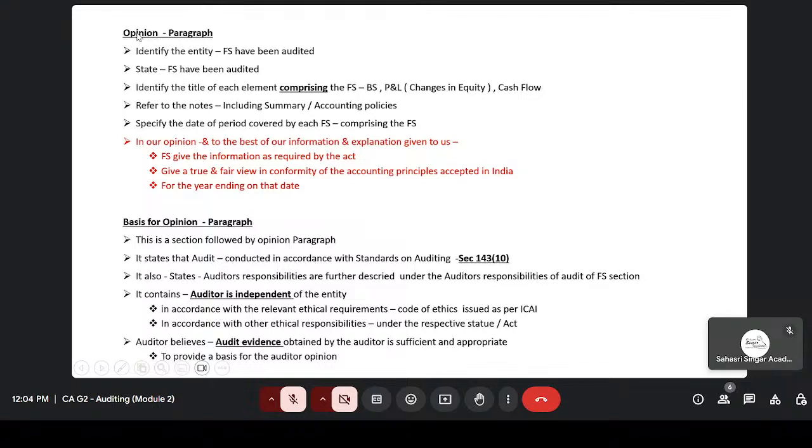Now, if this same paragraph, just a minute.